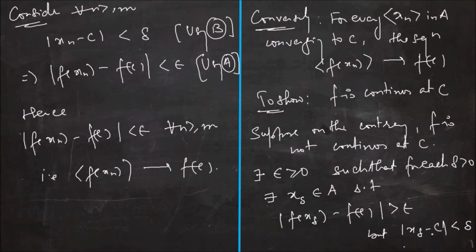So this is negating the definition of continuity, because in continuity we have for each epsilon greater than 0 there exists delta greater than 0, such that for every x in A with |x minus c| less than delta, |f(x) minus f(c)| should be less than epsilon. So negating that, we get there exists epsilon greater than 0, such that for each delta there exists x_delta belonging to A such that |f(x_delta) minus f(c)| is greater than or equal to epsilon. Now, since the statement is true for every delta, we will take delta equal to 1, 1 by 2, 1 by 3, 1 by 4 and so on, and correspondingly we will get x1, x2, x3, x4 such that |f(x1) minus f(c)| is greater than epsilon, and so on.